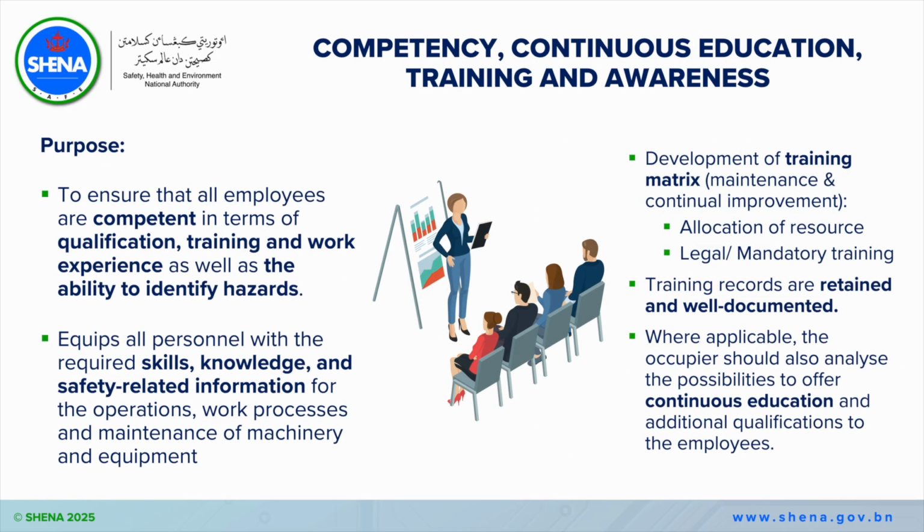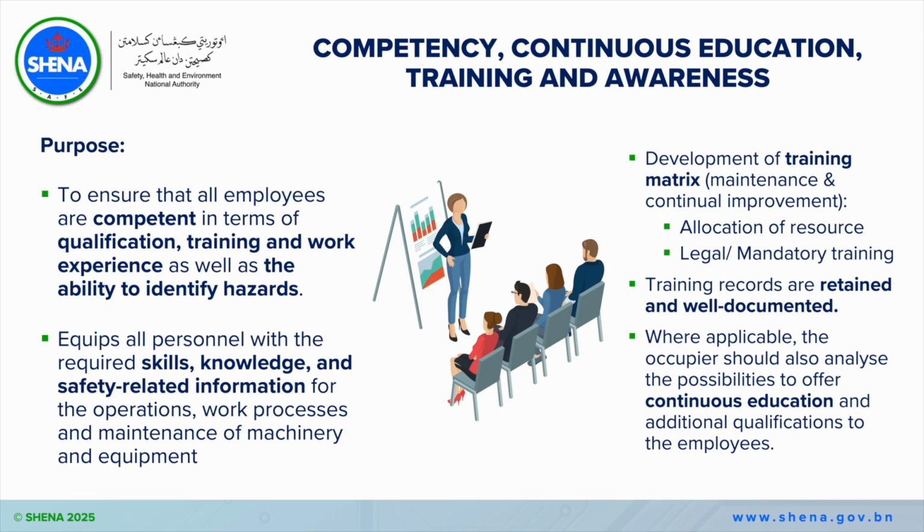Next, we move on to the vital element of an effective safety and health management system: competency, continuous education, training, and awareness. The purpose of this element is twofold. First, to ensure that all employees are competent. This means they must have the right combination of qualification, training, and work experience, along with the ability to identify hazards relevant to their roles. Second is about equipping every employee across all levels with the skills, knowledge, and safety-related information that they need. This includes understanding their operations, how to safely manage work processes, and how to maintain equipment effectively.